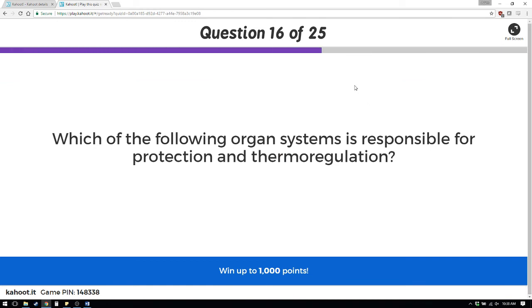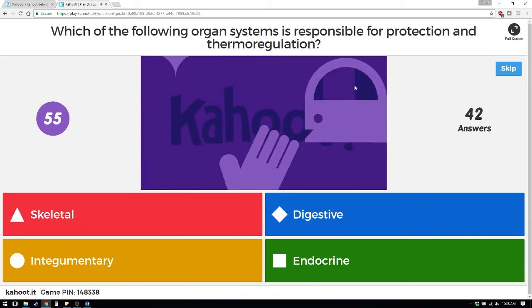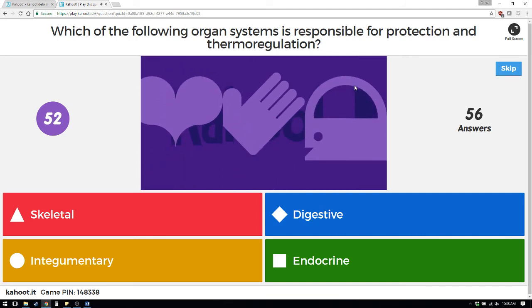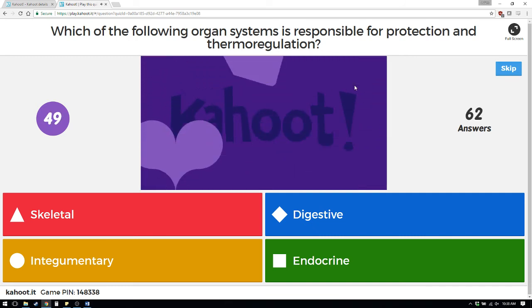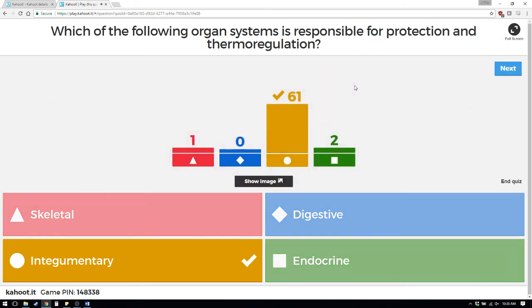Just kidding. Which of the organ systems is responsible for protection and thermoregulation? Should be a pretty easy one. Yep, that'd be the integumentary system. Bones probably not so good at thermoregulation. They're not really doing a whole lot. Endocrine certainly could affect thermoregulation, especially the thyroid gland and whatnot, but it doesn't do a whole lot of protection for us. But yeah, integumentary, absolutely. How can we control temperature through the integumentary system?